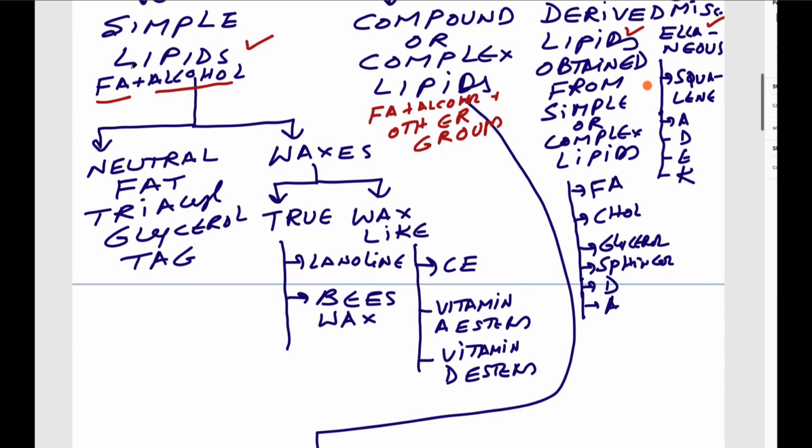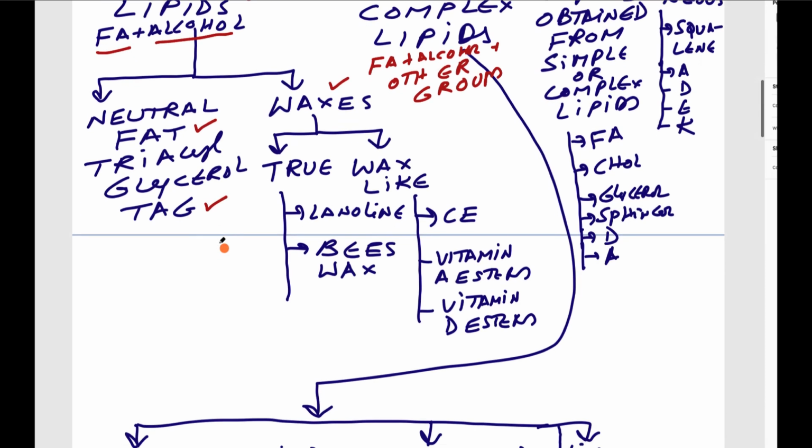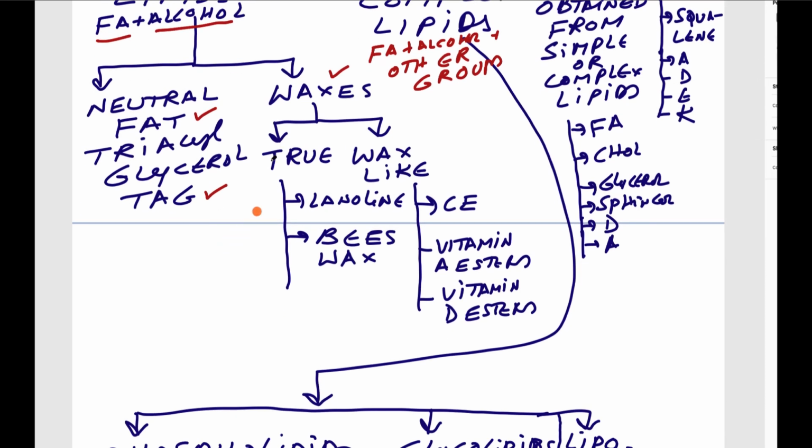Simple lipids are subclassified into neutral fat and waxes. Neutral fat is the lipid in combination with fatty acids and glycerol, that is triacylglycerol, glycerol containing three fatty acids. Then waxes: true wax and wax-like substances. Lanolin and beeswax are true waxes, while wax-like substances include cholesterol esters, vitamin A esters, and vitamin D esters.